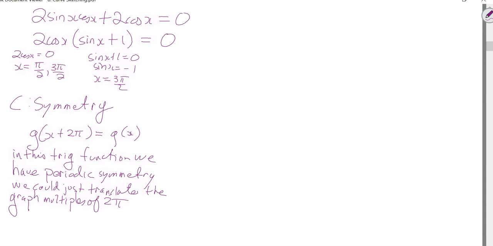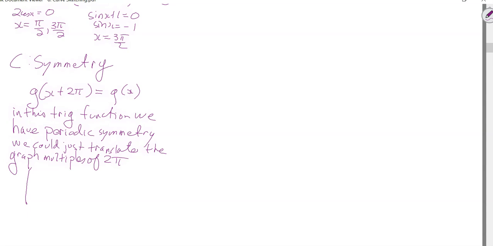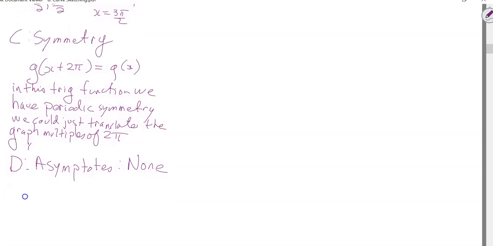Asymptotes. Any asymptotes? Just a basic trig function, right? It's not tan, it's just sine and cos. So, asymptotes: there will be none. There's no denominator. There's no secant, cosecant, tangent, cotangent. There's no denominator, so there's no asymptotes.